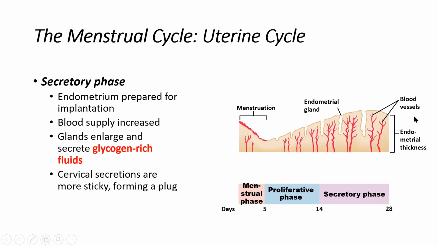And then finally, the secretory phase is where the uterine lining is at its thickest. This is where we should ideally see implantation happen. The endometrium is fully prepared to accept a fertilized egg at this point.